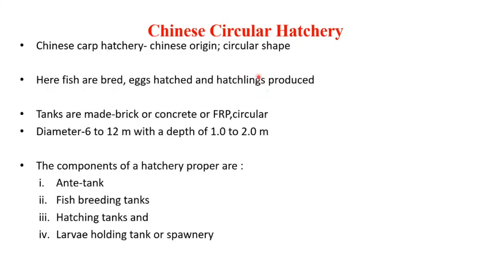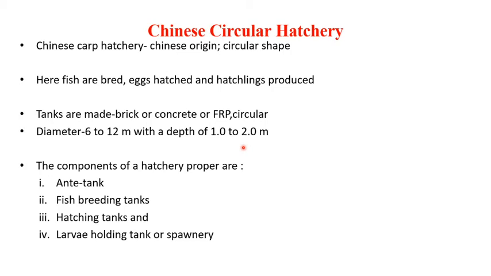Students, let us learn about a very important hatchery, that is the Chinese circular hatchery. Breeding and hatching devices of circular shape and of Chinese origin are referred to as Chinese type of carp hatcheries or eco hatchery. It is here that fish are bred, eggs hatched and hatchlings produced. These tanks are made up of brick or concrete or FRP, and basically they are circular and their diameter varies from 6 to 12 meters with a depth of 1 to 2 meters.